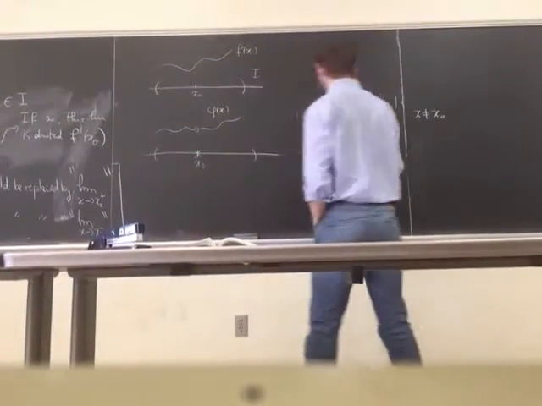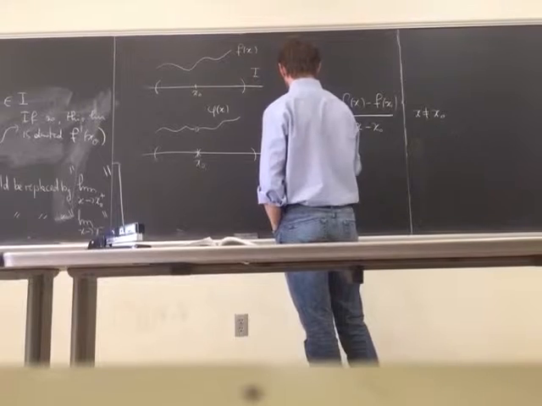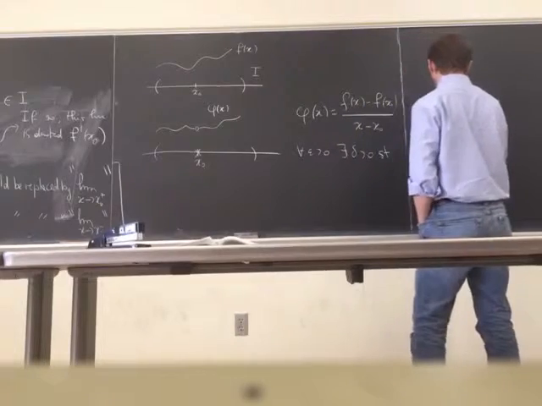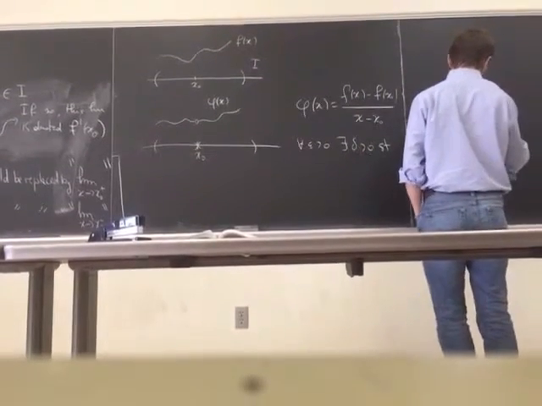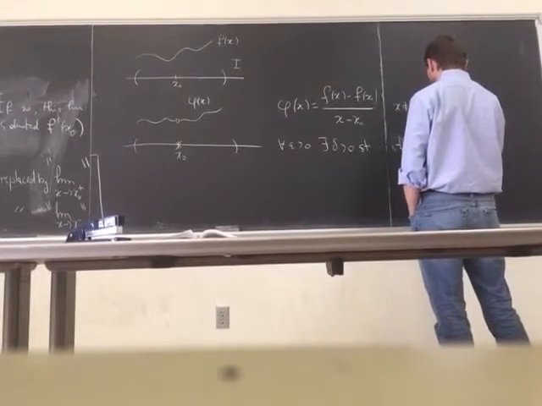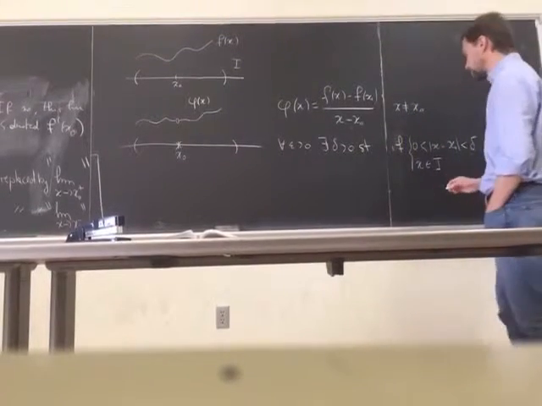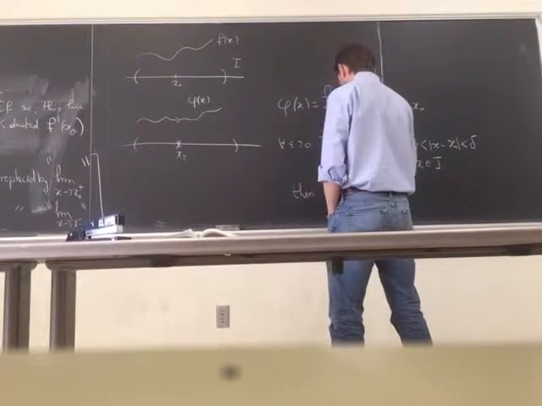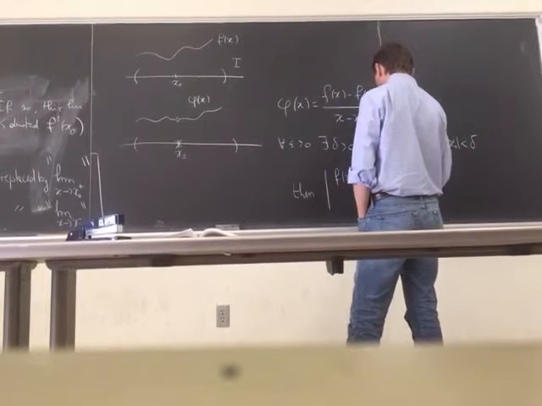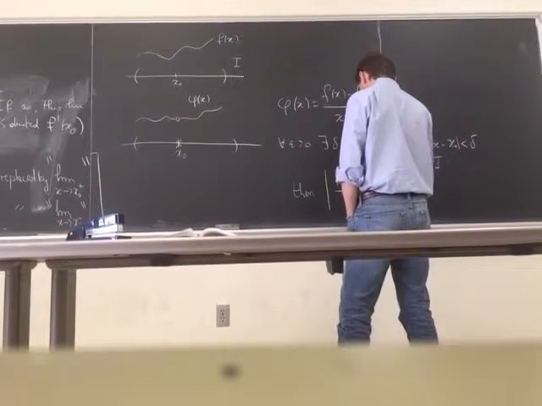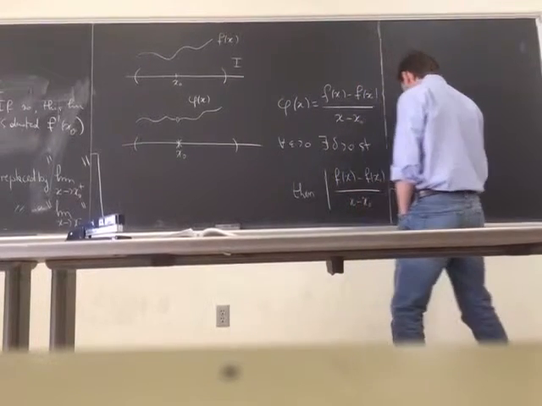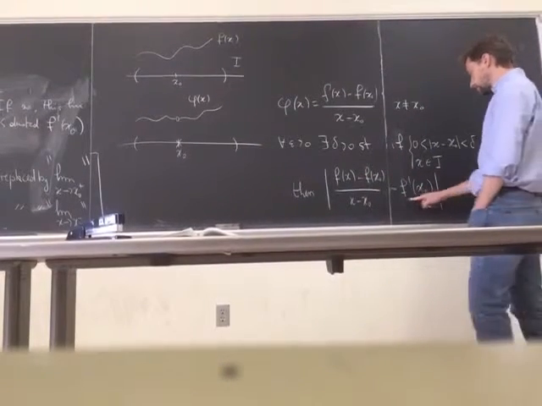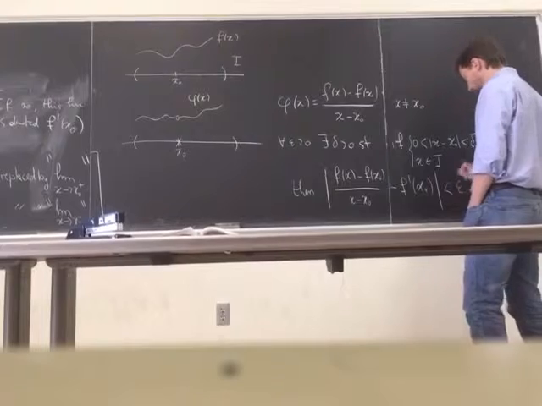If you want to write it down explicitly, it means that for every epsilon positive, there exists some delta positive such that if the absolute value of x minus x naught is less than delta, and x is a point inside the interval I, of course, then for your function phi of x, the incremental ratio of f, the distance from this constant value, this limit, this derivative, is less than epsilon, right?